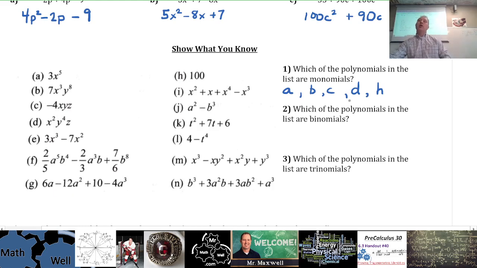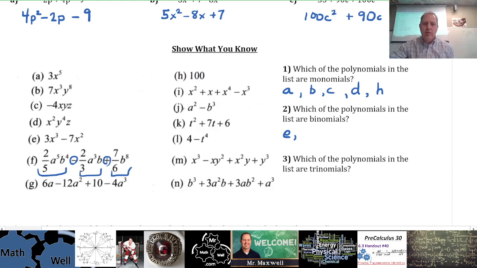Okay, binomials with two terms. So that's one term either added or subtracted, and another term, just two only. Where's the first one? E, very good. Okay. What about F? Ooh, this is really complicated. Is that a binomial? No, I see a minus here and a plus here. So actually this one has 1, 2, 3 terms. So we'll save that for the trinomial one.